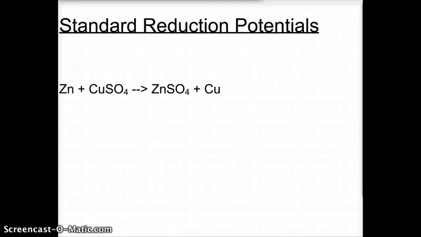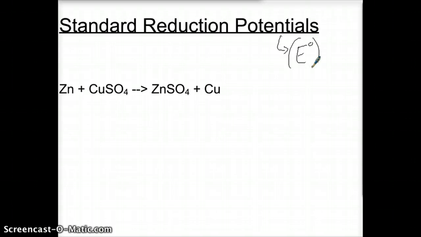So in this video, we're going to introduce the concept of a standard reduction potential, which is abbreviated as E naught. We now know that naught always means in standard conditions. And talk about how that influences how to calculate voltages and make batteries and whatnot.